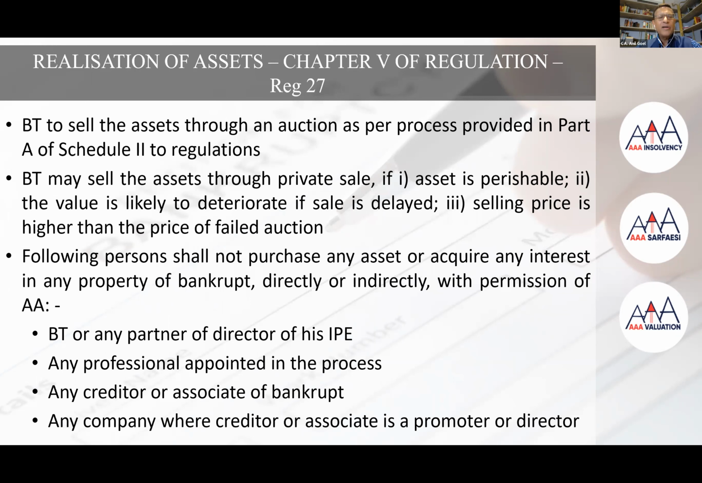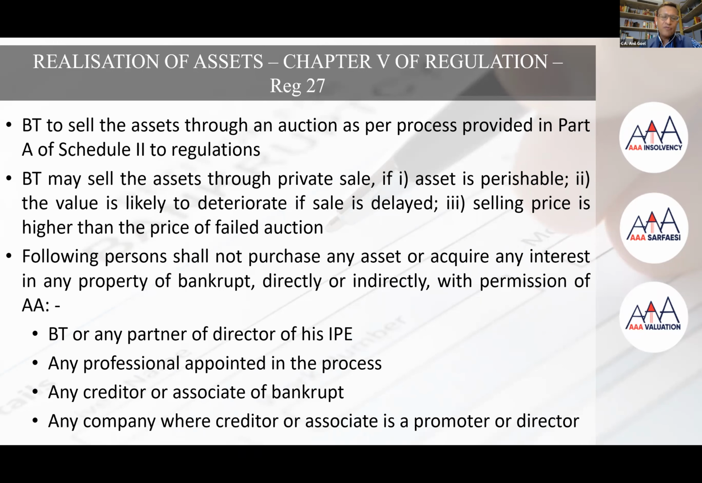There are some regulations which have been made, like regulation 27 for realization of assets. It is similar to the regulations in the liquidation process. It is suggested that the assets may be sold through an auction process. And there is again Part A of Schedule 2 to the regulations, as we have Schedule 1 to the liquidation process regulations. Similarly, there is a process for realization of assets.